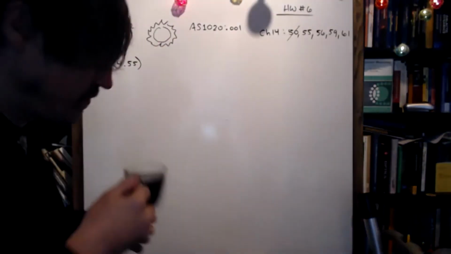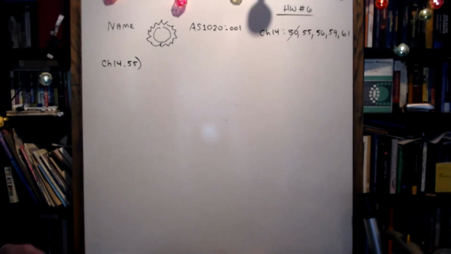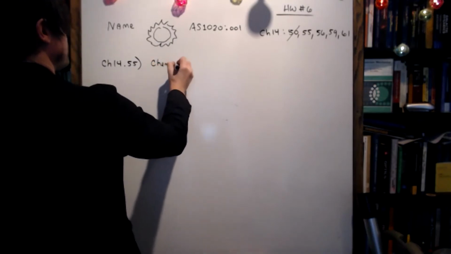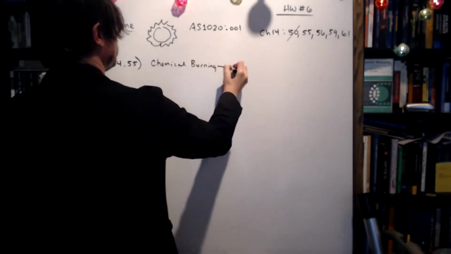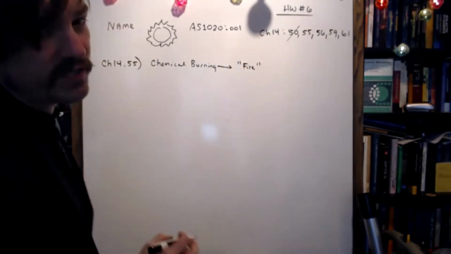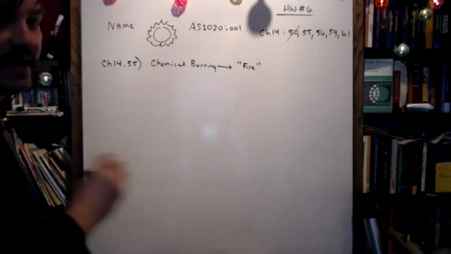Please, would you? Yeah. The title is Chemical Burning and the Sun. Let me know when you're ready. By the way, chemical burning means fire. This question is designed to prove to students that the sun could not exist as a ball of fire. Okay, hit me.